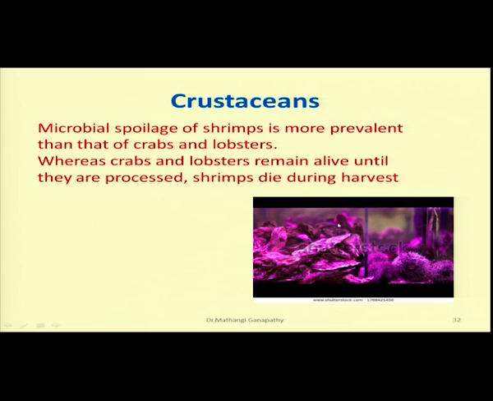The reason for this is that the moment you harvest the shrimp, it dies. But crabs and lobsters are alive until they are processed, while the shrimps die during harvest. The second aspect is when we grow these: you have shrimp farms, crab farms and lobster farms where the crustaceans are grown as food, whether for local usage or for export.